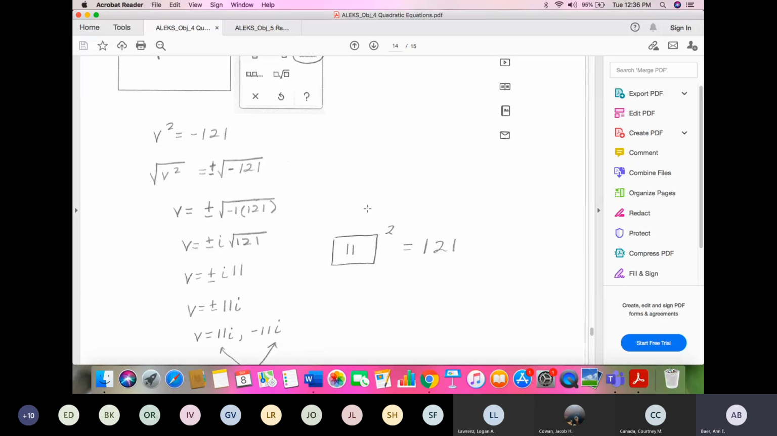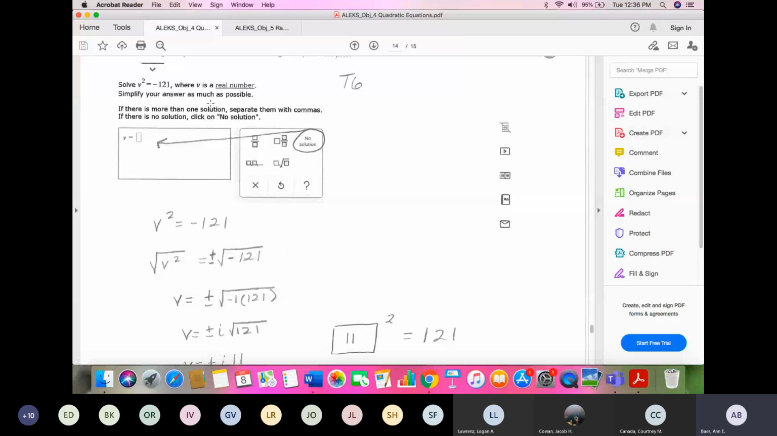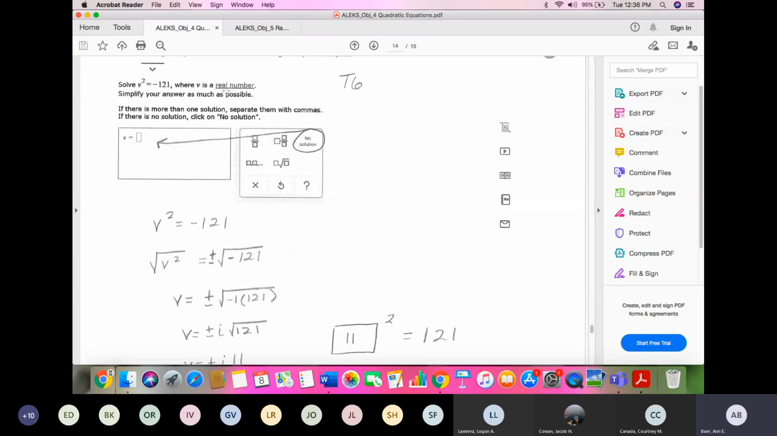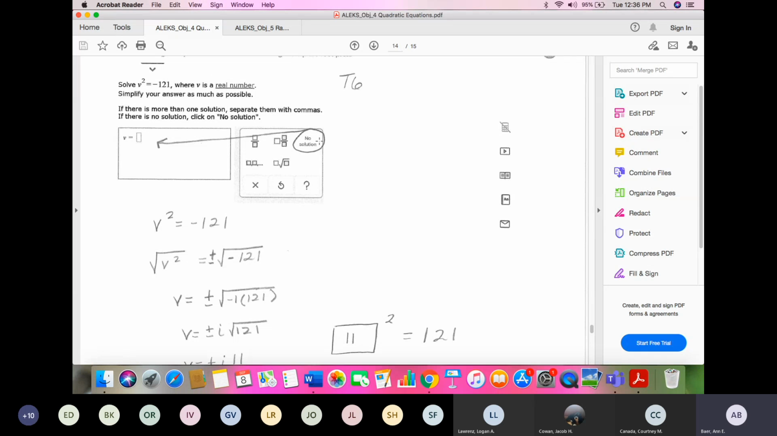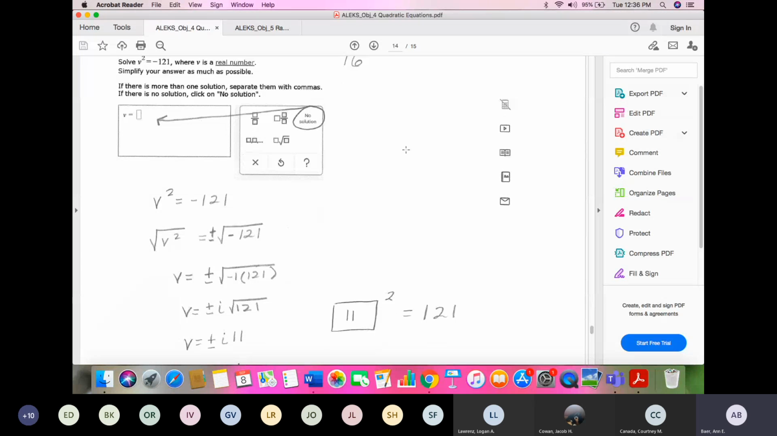Because they're not real, and because Alex is saying to solve this where v is a real number, we found numbers, but they're not real. We have to choose the answer, no solution. And Alex gives that to you. You just click on that and it will automatically type in no solution for you, so you don't have to type in all those letters. Any questions on this particular problem?